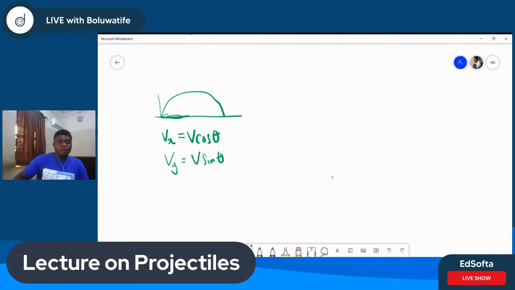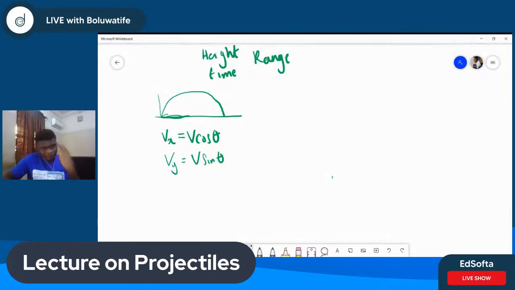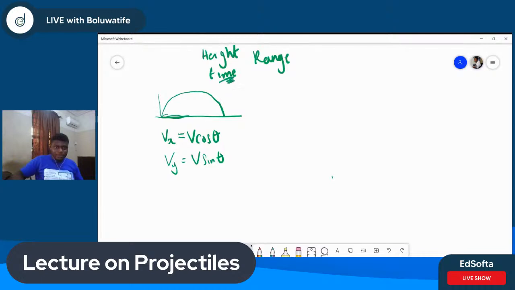Now, there are a couple of things I'm very sure you remember if you've done projectiles before. We always calculate height, we always calculate time, and we always calculate range. But the thing is, we always cram these formulas. So I'm going to show you how these formulas were derived in the first place so that you would not need to cram any of the formulas. We're going to start firstly with time.